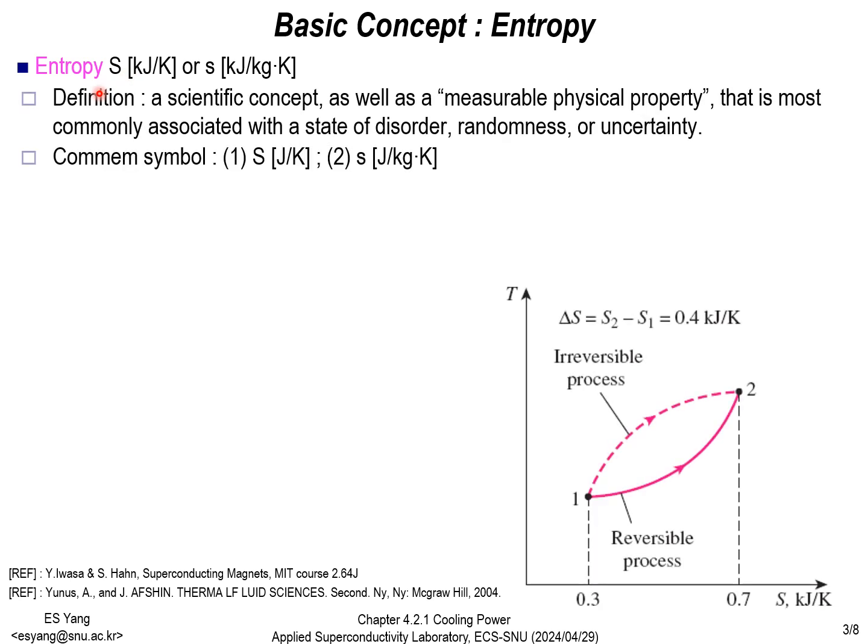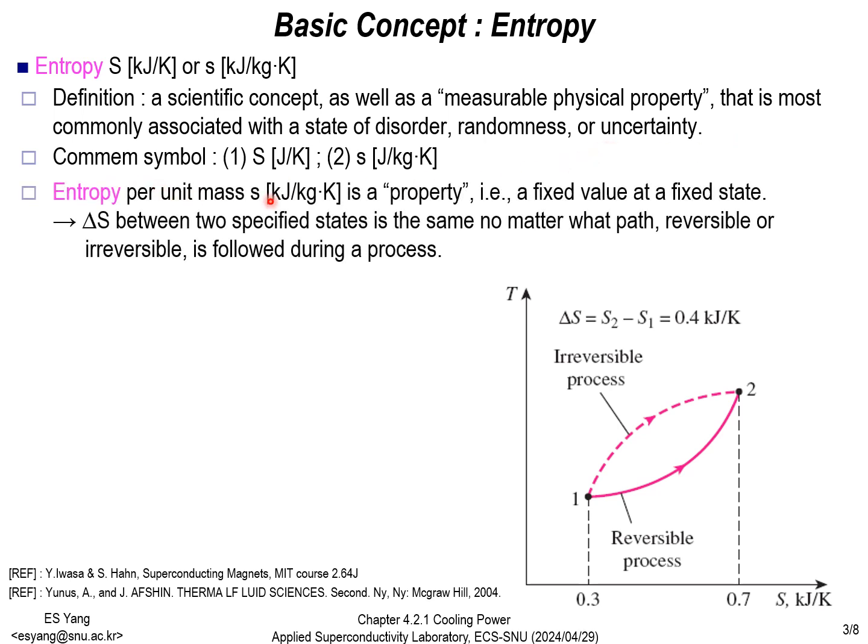Firstly, let's talk about entropy. Entropy is a well-known scientific concept recognized as a measurable physical property. It is associated with disorder, randomness, and uncertainty. Entropy per unit mass, denoted as S, is the intrinsic property of a substance with a fixed value in a fixed state. Therefore, the change in entropy, delta S, between two specific states remains the same regardless of whether the path between states is reversible or irreversible.